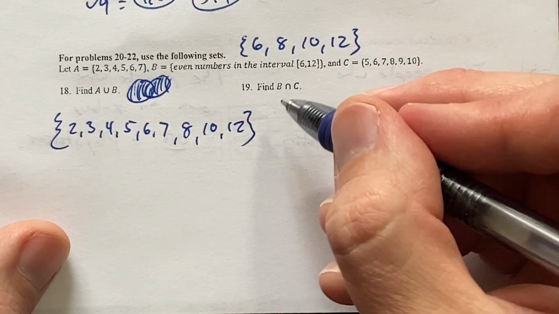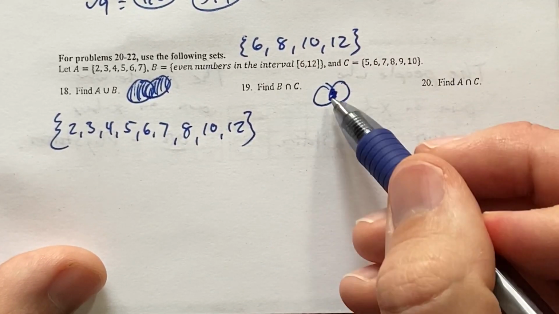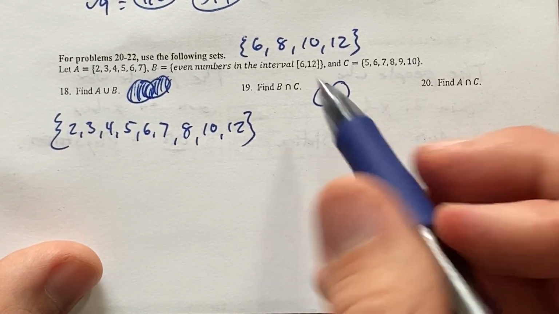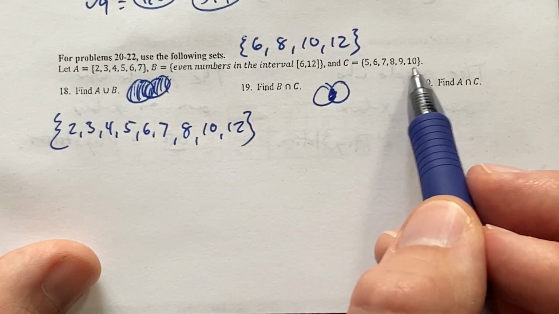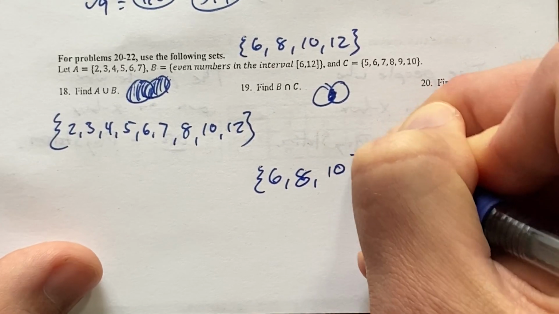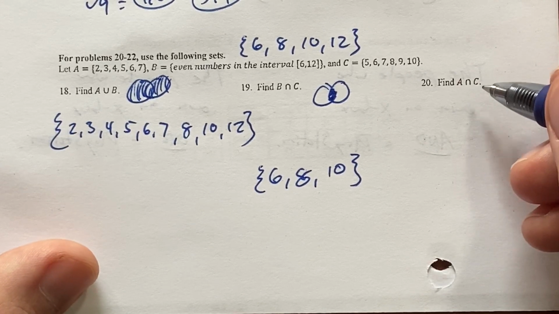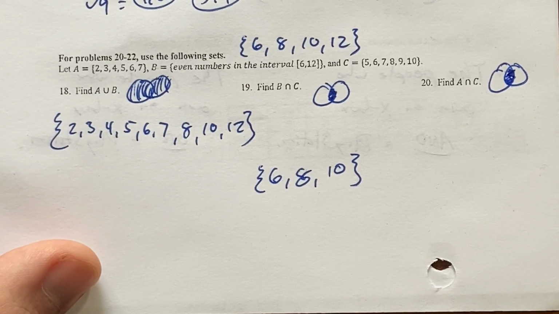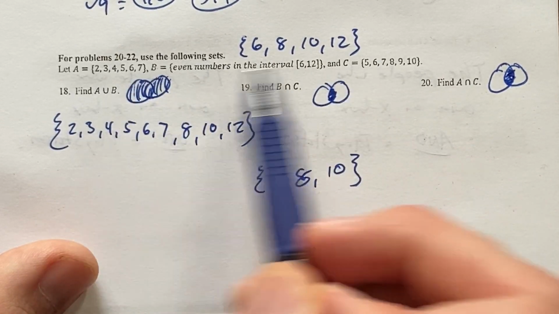Okay. Number 19, this would be the intersection of B and C. So this would be the stuff that's found in both of them. Okay, the overlap's not the right word, but the overlap here. All right, so we're looking at B and C. Things, 6 is in both of them, 8 is in both of them, 10 is in both of them. Okay. Number 20, A intersects C. So once again, that's all of that stuff. So A intersects C would be maybe 5, 6, 7 is in both of them. 5, 6, and 7.